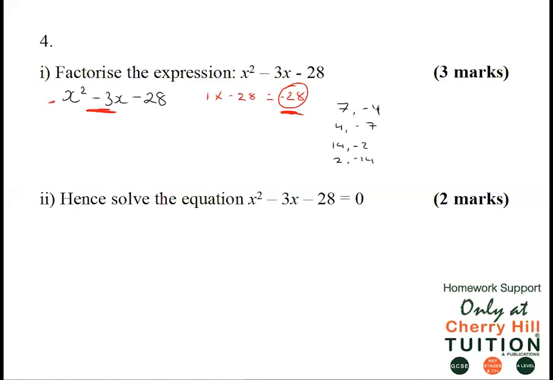Hopefully you can see that the only pair that can add to give us minus 3 is the second pair, 4 and minus 7. 4 minus 7 gives us minus 3. So we have found our pair.